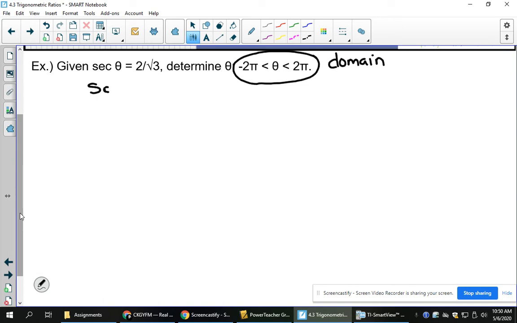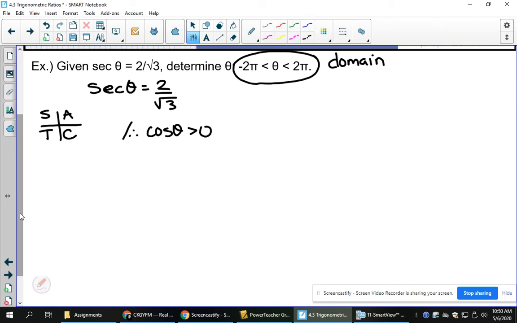So I've got secant equal to positive 2 over root 3. If I think about my CAST rule, secant is the companion to cosine. If secant is positive, cos is positive. Where is cosine positive? That isn't a trick question. It is positive in two quadrants: the All quadrant and the Cosine quadrant. We actually are going to have a couple of answers for this question, which is totally fine.